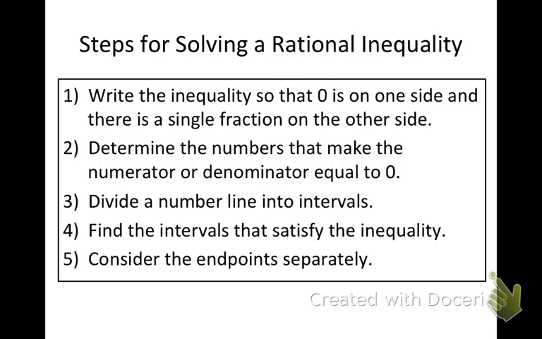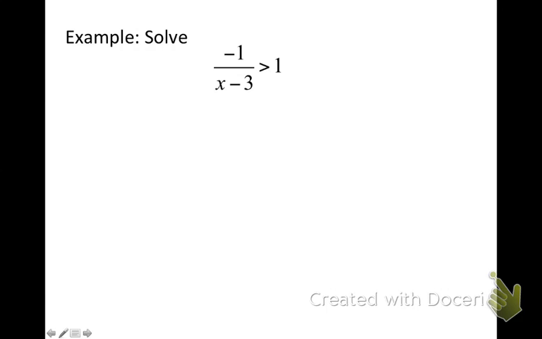Okay, all right, so let's work through this. Maybe it won't seem so complicated as the steps make it out to seem. So here's our first rational inequality. We have -1 all over x minus 3 is greater than 1. Step 1 tells us to get 0 on one side, so it's probably easiest to move just the 1 over to the left. Subtracting it over, I get -1 all over x minus 3 minus 1 is greater than 0. So now I've got 0 on one side.